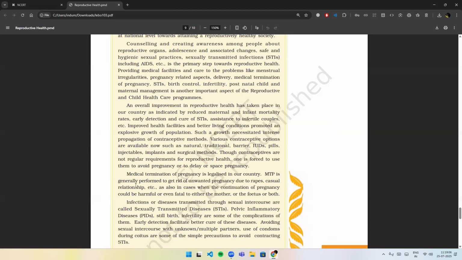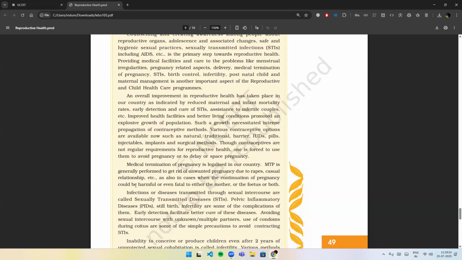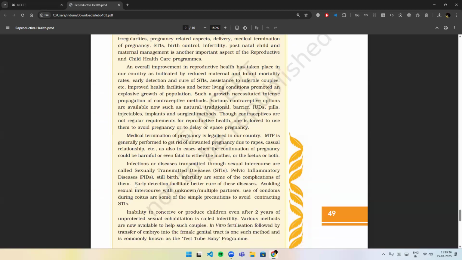Providing medical facilities and care to the problems like menstrual irregularities, pregnancy related aspects, delivery, medical termination of pregnancies, STIs, birth control, infertility, postnatal child, and maternal management is another important aspect of the reproductive and child healthcare programs. An overall improvement in reproductive health has taken place in our country as indicated by reduced maternal and infant mortality rates, early detection and cure of STIs, assistance to infertile couples, etc.